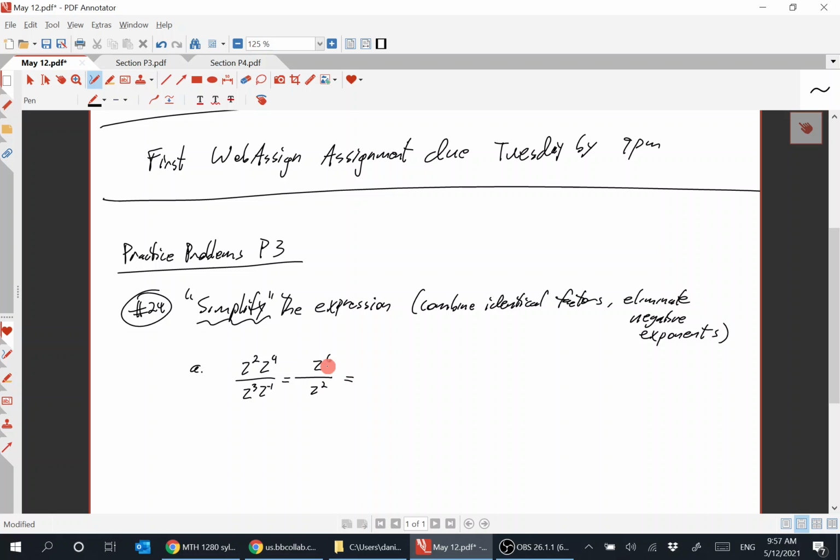And then a to the m over a to the n is a to the m minus n. So this one becomes z to the 4th. Here we have combined all the z's into one exponential expression, and there are no negative exponents, so this would be a final answer. Part B, 2a to the 3rd, a squared.